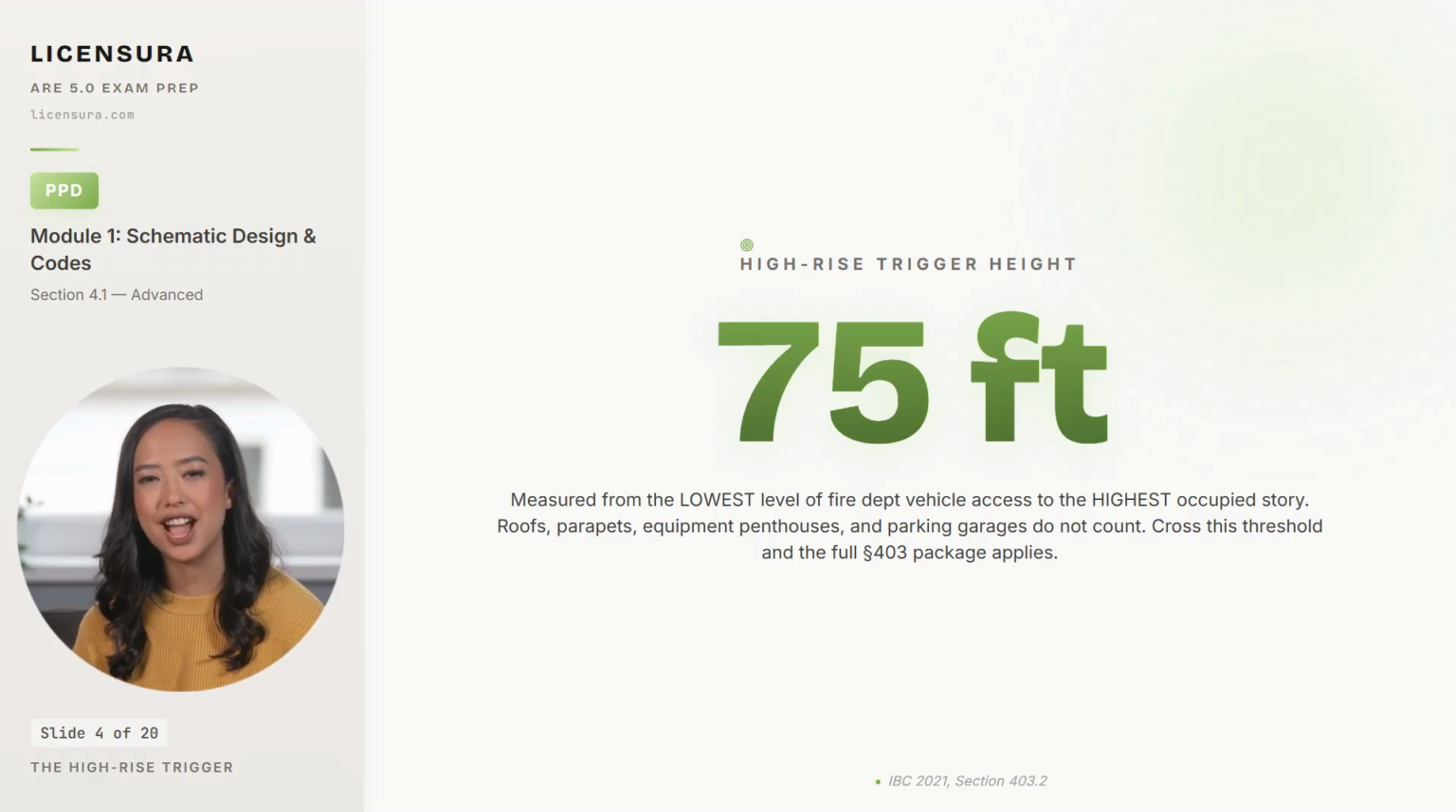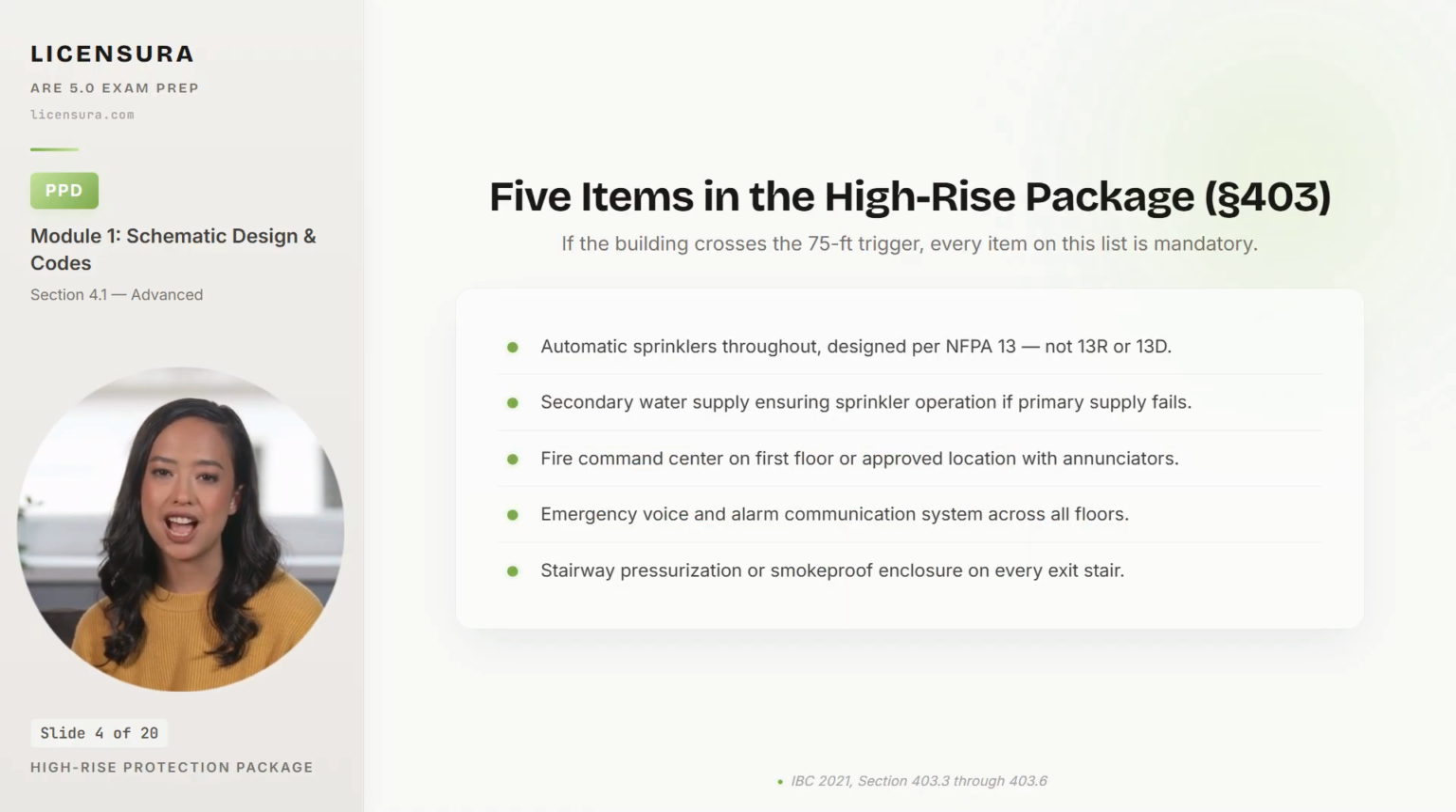The required high-rise package itself is the easiest part to memorize once the trigger is settled. 5 items make up the high-rise package once Section 403 applies, and each one is a separate cost line in the project budget. First, automatic sprinklers throughout, designed to NFPA 13, not the lighter 13R standard used in low-rise residential. The full standard is required because high-rise evacuation is slow, and the sprinkler system has to hold the fire alone for longer. Second, a secondary water supply that keeps sprinklers running if the primary city main fails or is cut off.